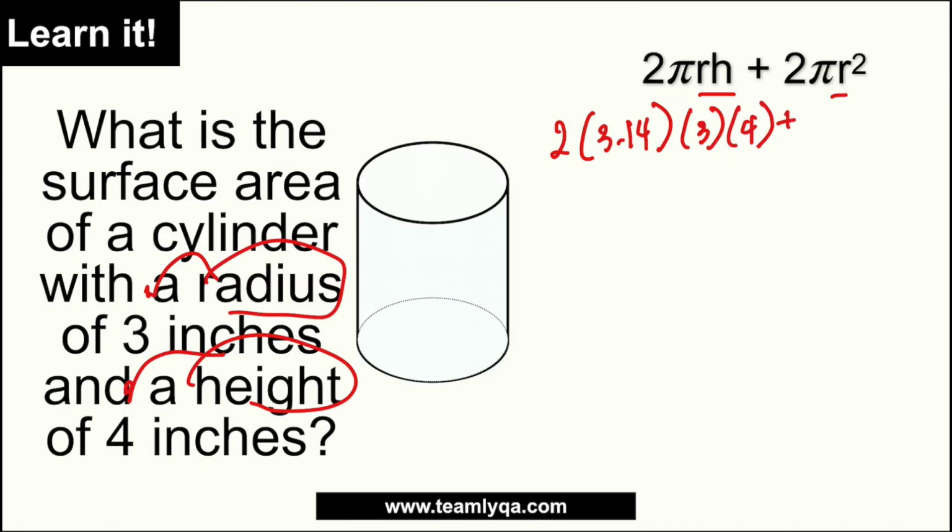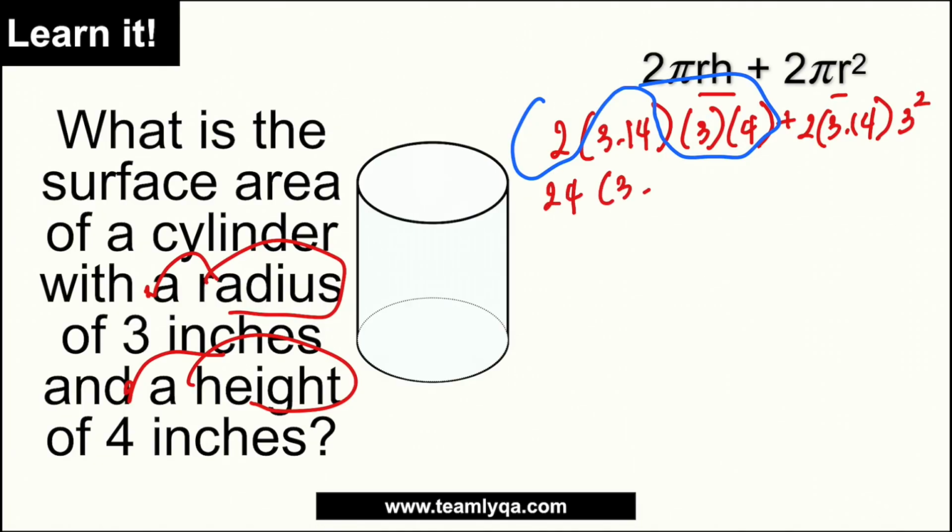And then plus 2 times pi, which is 3.14 pa rin. And then the radius, which is 3 squared. Okay? Tapos solve lang natin siya. So again, I'd rather solve yung mga wala nang decimal first. So 2 times 3, 6 times 4, 6, 12, 18, 24. So ano na lang, 24 times 3.14.